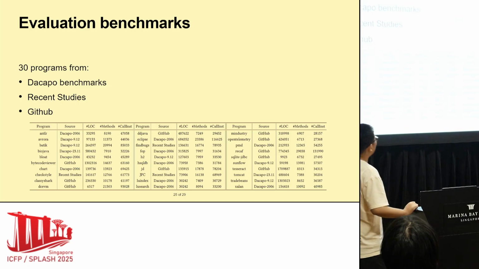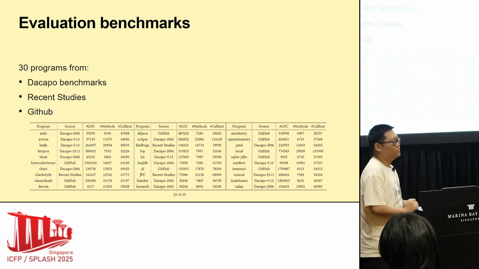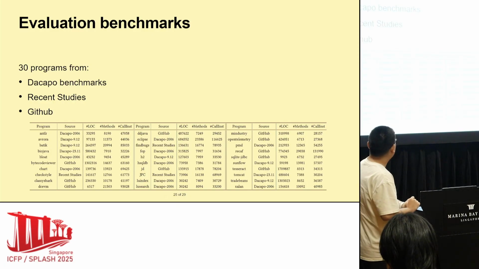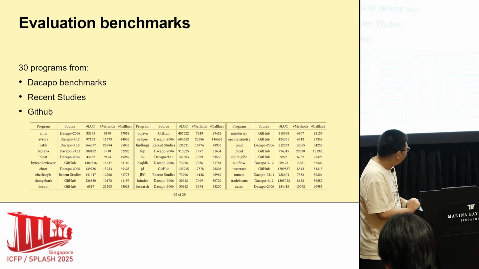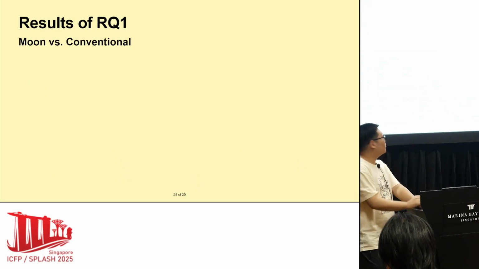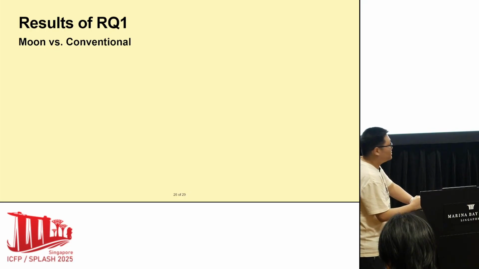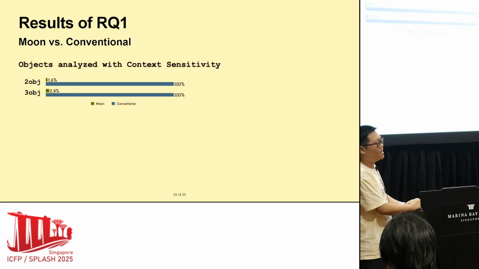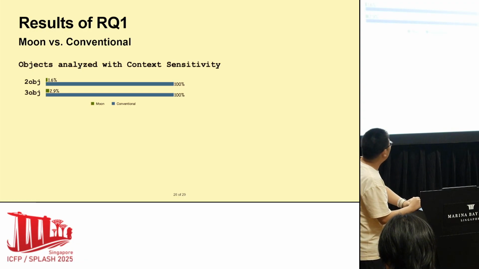To ensure a broad range of evaluation, we selected 30 programs from the benchmarks, recent studies, and also GitHub. This table lists the details of our benchmarks. For the answer of RQ1, we compare Moon with the conventional pointer analysis. Moon selects only 1.6% and 2.9% of all the objects as context sensitive for 2-OBJ and 3-OBJ sensitive analysis here.